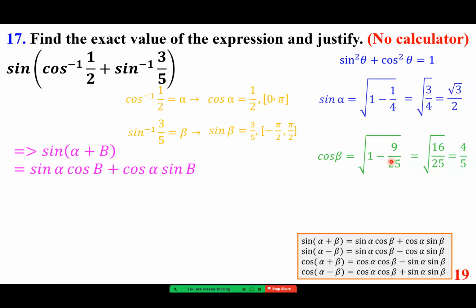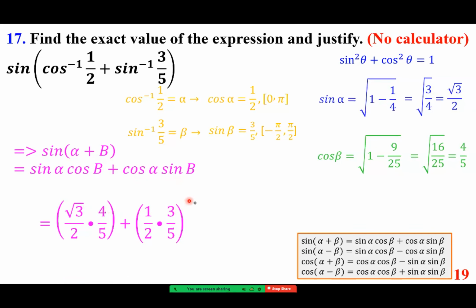Now we got everything. We're going to plug in everybody. Sine of alpha, we have it. Cosine of beta, we have it. Plus cosine alpha sine beta. Just plug in. When we do that, as you can see, the denominator is 10 in both cases. The numerator for this one is 4 square root of 3. This one is 3 with a plus sign. And this is the precise answer, no calculators. Okay, class? Precise answer.